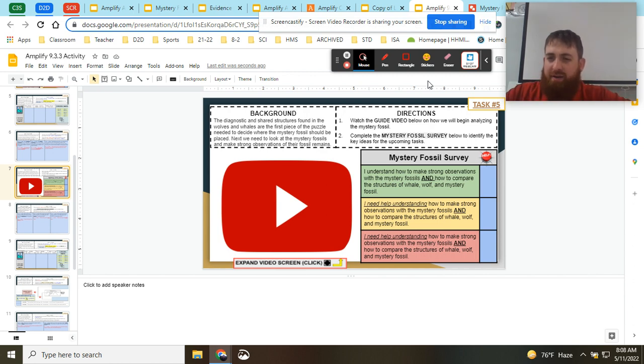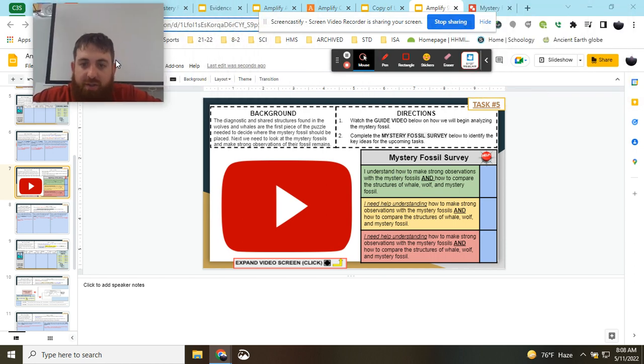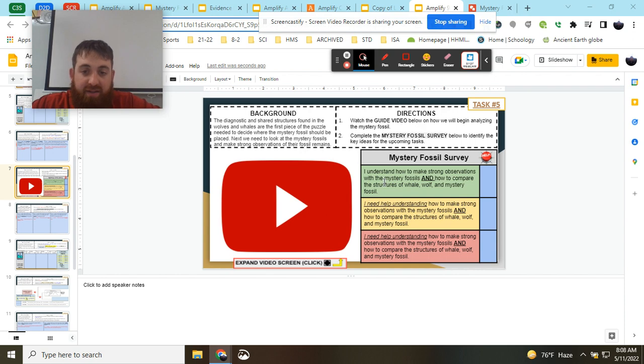So we're going to be breaking down how we do that next task, and we're going to be looking to make sure we understand how to make strong observations throughout the next set of tasks with our mystery fossils, and how to compare the structures of whales, wolves, and our mystery fossils using our sorting cards. So we're going to break that down here starting in the next task.